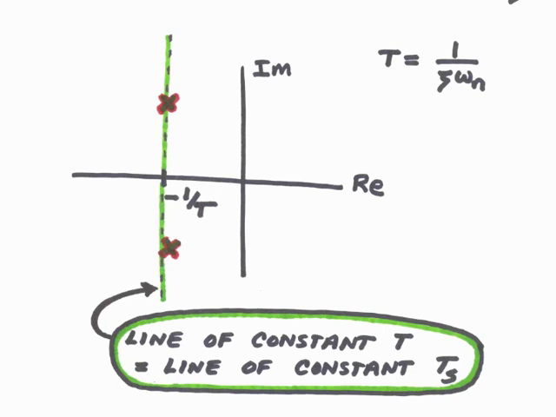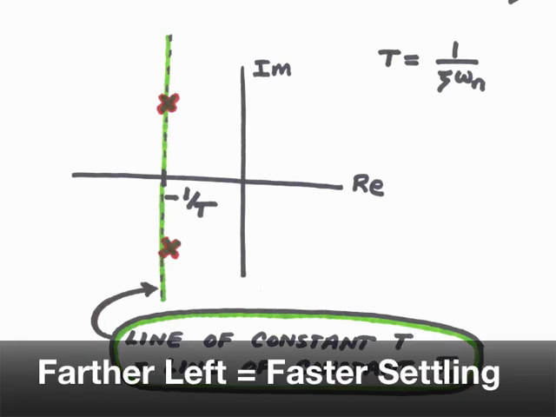Since the settling time is approximately 4 times the time constant, capital T, and since the real part of the poles is minus 1 over capital T, we know the following: that as the poles move farther to the left, the time constant will get smaller and the settling time will get smaller.